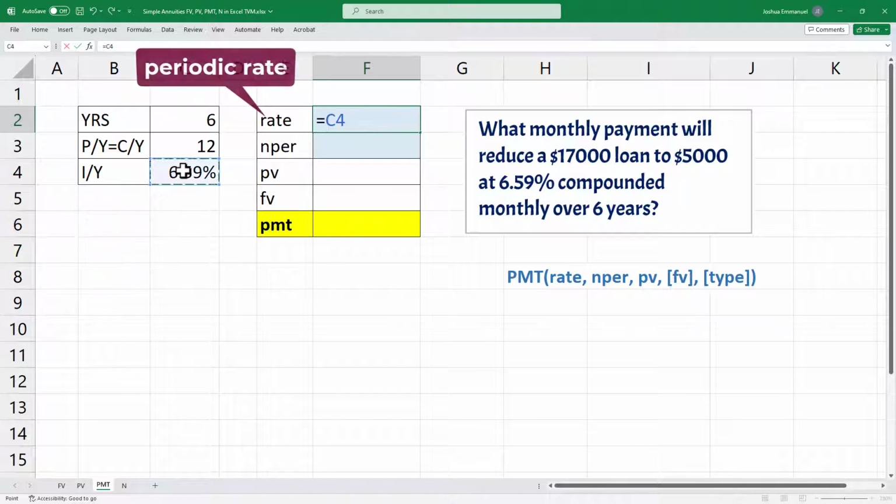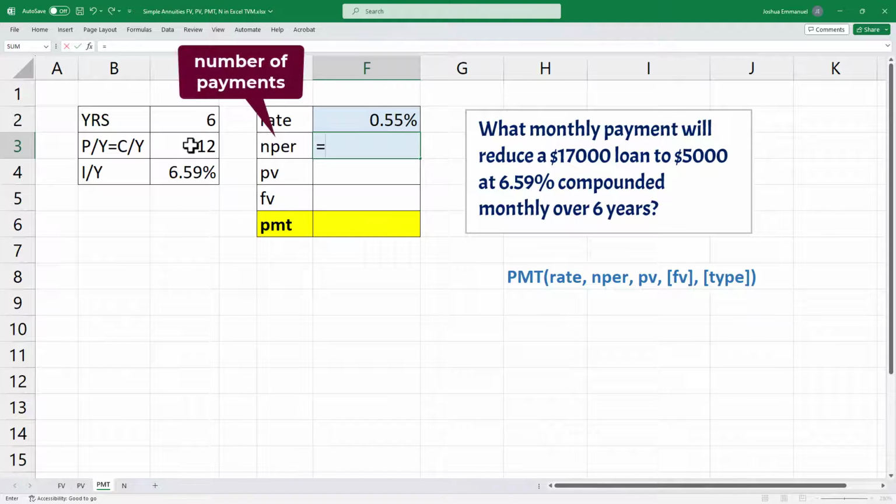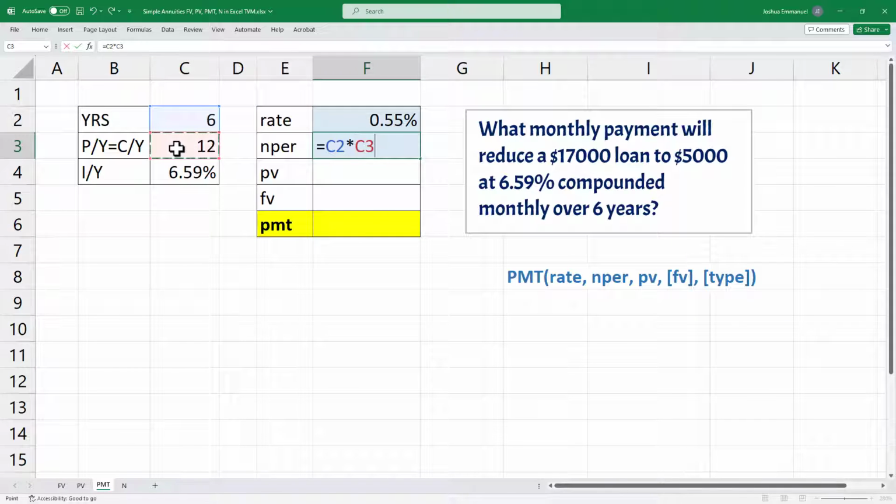The periodic rate will be the nominal rate divided by 12. The total number of payments will be years times payments per year. We have a loan of $17,000 at the start, so that will be our present value. Typically, when paying off a loan, our future value should be 0. But in this case, we want to reduce the loan to $5,000, so $5,000 will be our future value.